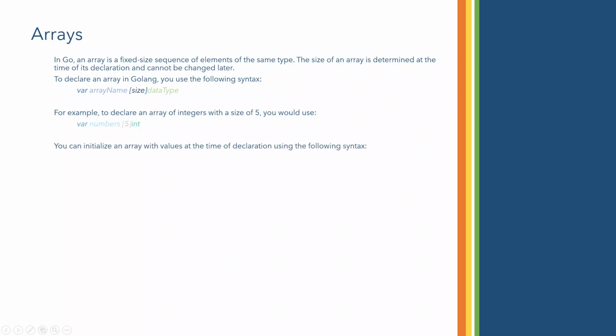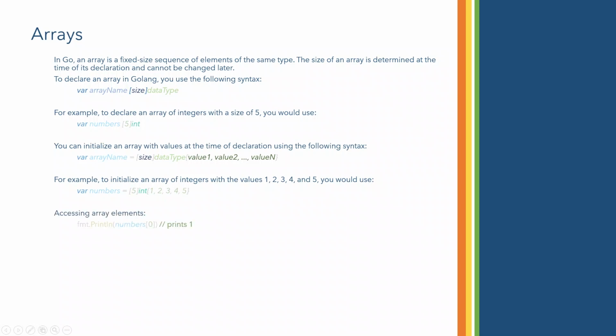And you can initialize an array with values at the time of declaration using the following syntax. For example, var is a keyword again, then the array name equal to, so you can mention the size of the array followed by data type, and you can give the values. For example, here nums of size 5, integer data type, and we are initializing values 1 to 5.